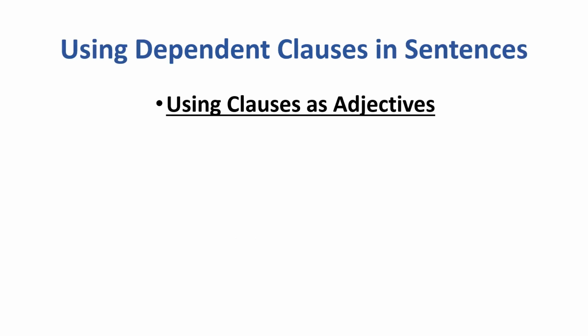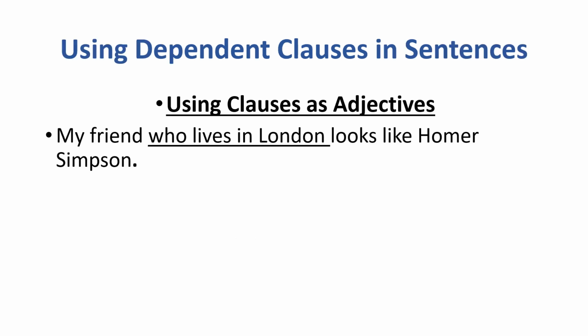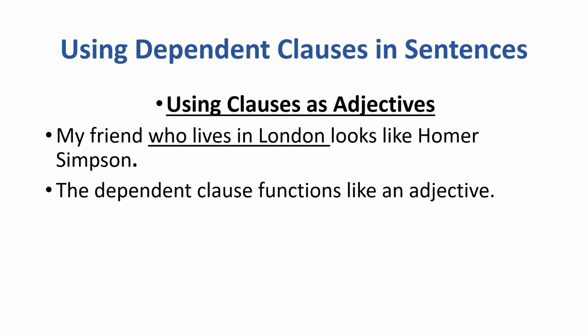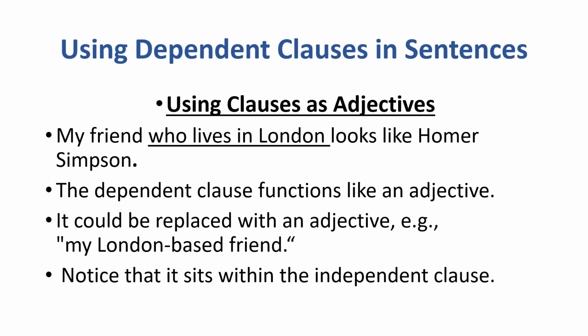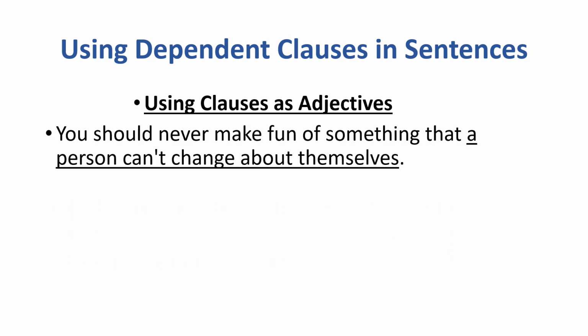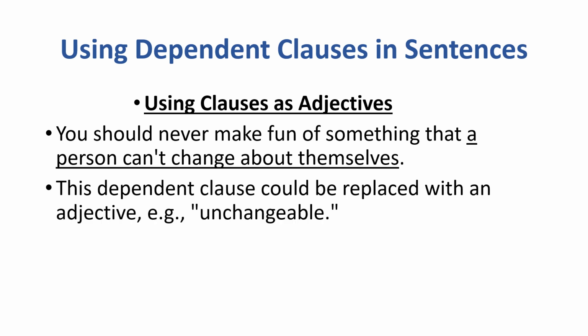Then we are going to talk about the use of the clause as an adjective. My friend who lives in London looks for Homer Simpson. Here the dependent clause functions like an adjective and it could be replaced with the adjective, my London-based friend. Notice that it sits within the independent clause. Then we have a further example. You should never make fun of something that a person can't change about themselves. Again, this dependent clause could be replaced with an adjective, for example, unmanageable.